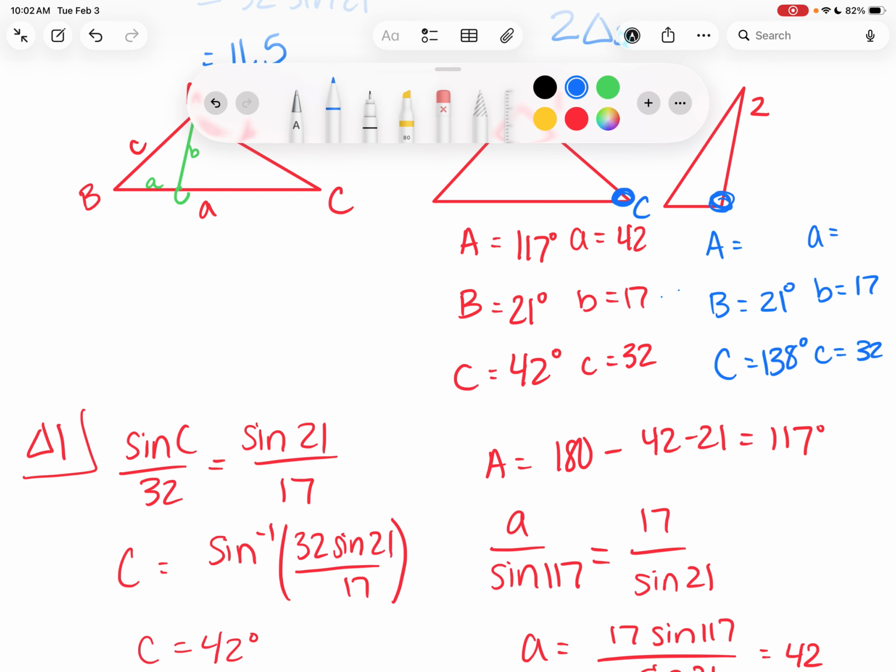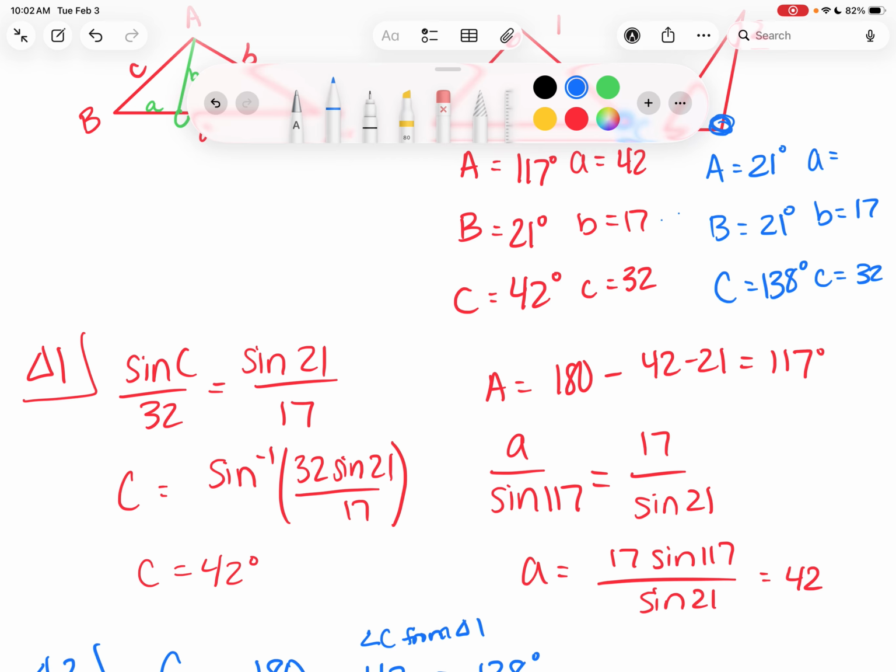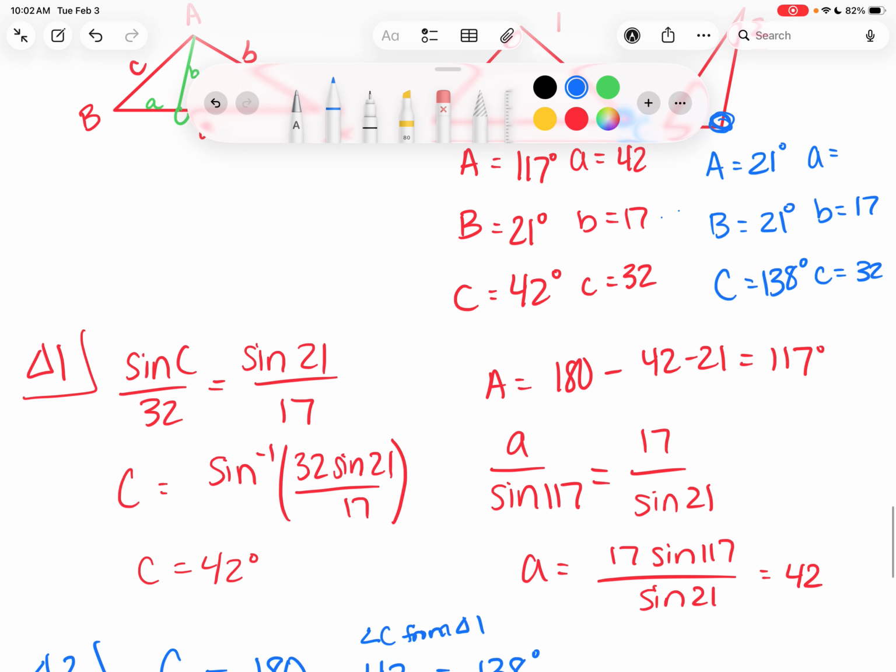So it is also 21 degrees. Now, because these ended up being exactly the same, what should I expect to see here? 17. It's also going to be 17.